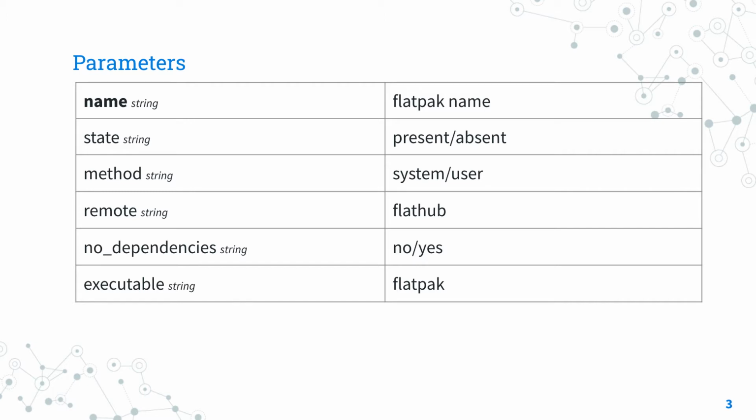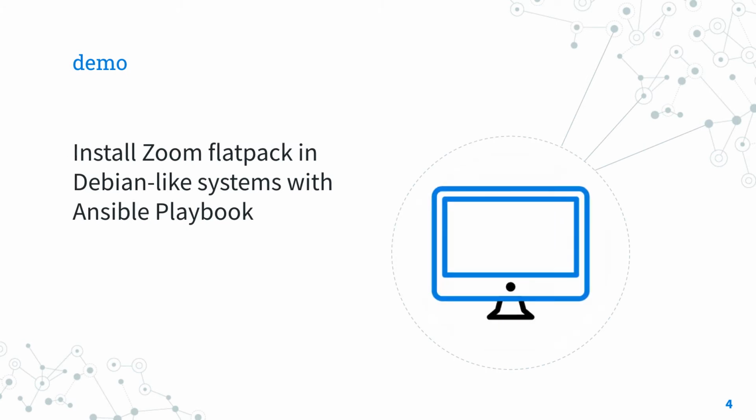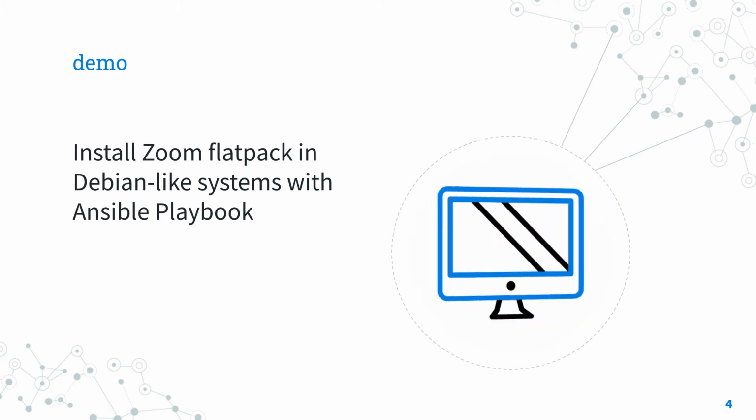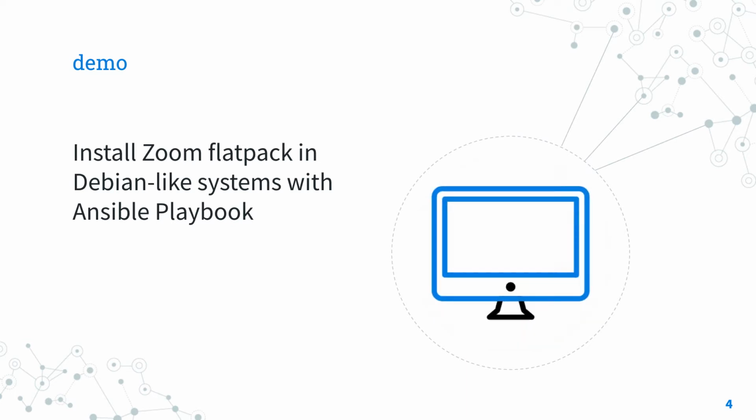Let me also highlight the following parameters for advanced users. For example, to specify a different source with the remote parameter rather than the Flathub default. Or not installing the dependency, specifying the no_dependencies parameter. Or if the executable is different from the usual flatpak, with the executable parameter. But let's move on to a small demo. I will show you how to install Zoom Flatpak in a Debian-like system with an Ansible playbook. Are you ready? Let's have fun!